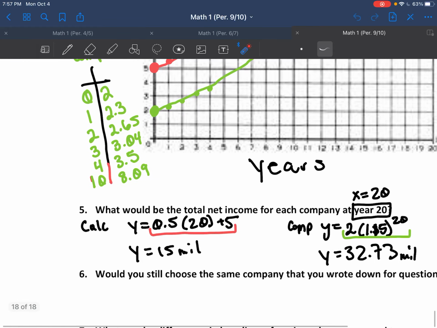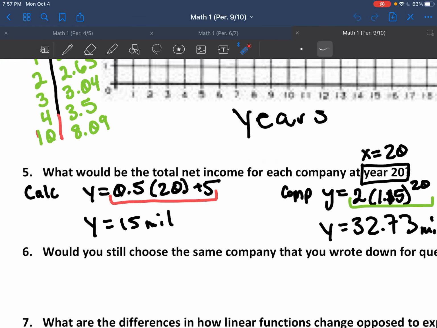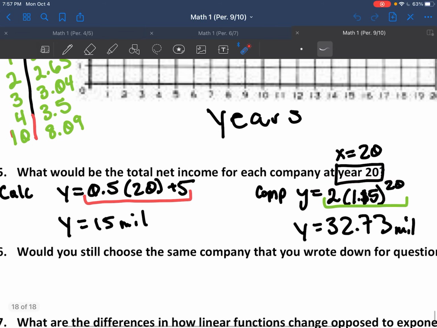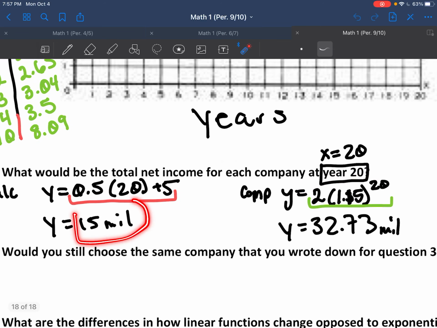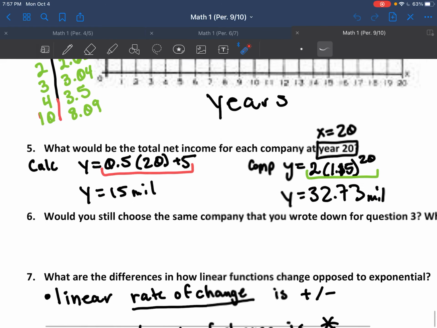All right. Next up, they wanted to figure out the total net income for each year at year 20, which means X is 20 because X represents our years. So here's our equation for Calculorama, plugging in that 20 for X. Here's the ComputerFest equation, plugging in 20 for X. Calculorama at year 20 will have $15 million. ComputerFest will have $32.73 million. Whoop, whoop. So number 6, would you still choose the same company you chose for number 3? Why or why not?